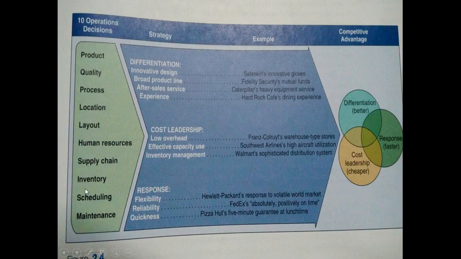All these are operations decisions, and here you can see that 3 strategies are there: differentiation, cost leadership, and response strategy. These all you will study again in strategic management. So you have to concentrate on how it affects the operations. If the company wants to differentiate itself from the competitors, then it can start innovative design, like the example given here, Safe Skin.